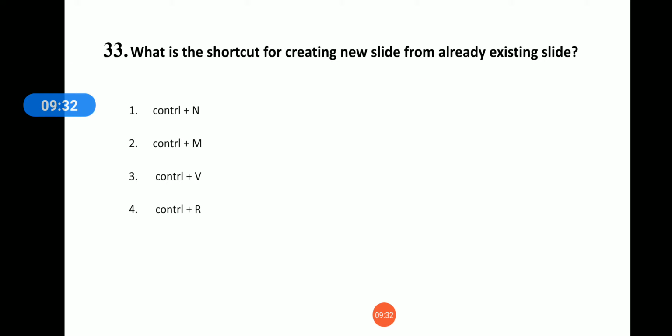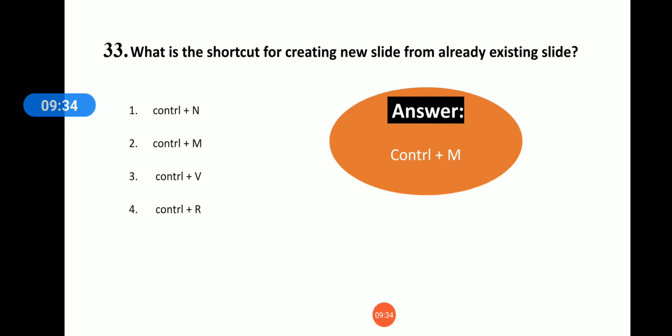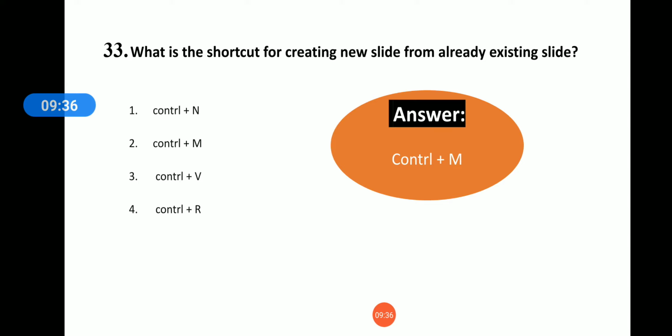So let's look at the answer. It is Control M. So you have to differentiate the question and how they asked it. Based on that, you have to give the answer.